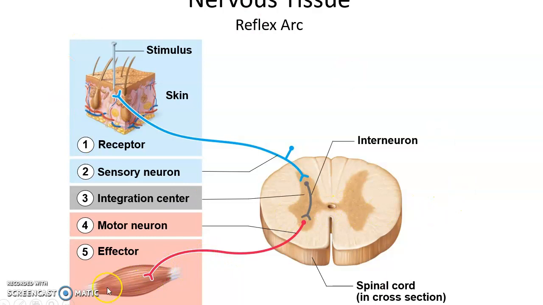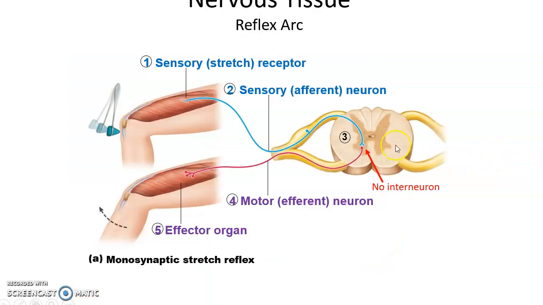In this case, it's all in the spinal cord, so the brain is not involved. So for instance, when the doctor hits the ligament on your knee and causes you to kick, that is a patellar reflex, a monosynaptic stretch reflex, because the stretch of the ligament causes the stretch in the muscle that is detected by a receptor, a stretch receptor.